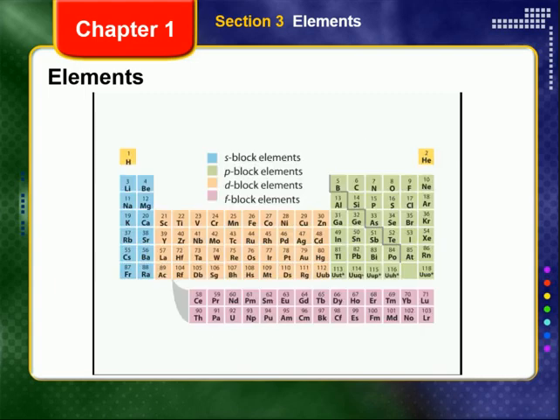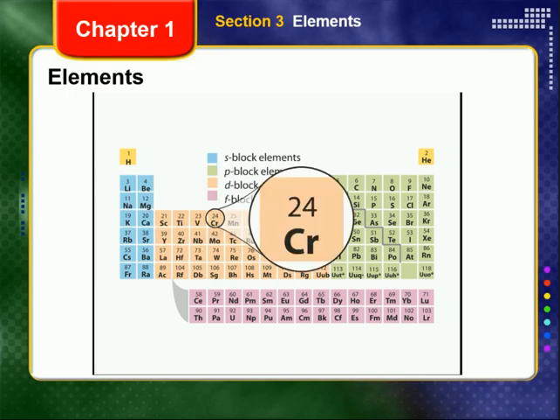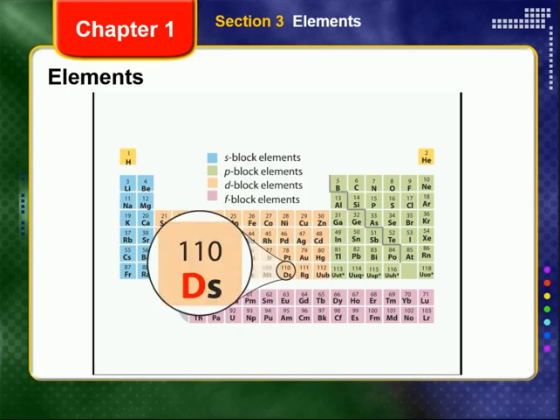All elements are organized by their properties on the periodic table. All elements are denoted by 1, 2, or 3-letter symbols. The first letter of the symbol is always capitalized.